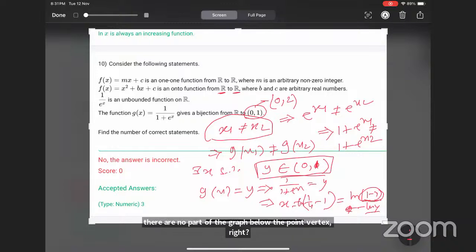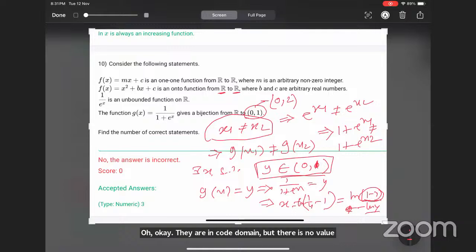They are in the codomain, but there is no value for them. That's what you're trying to explain, right? They are in the codomain, but they're not in the range, actually. Okay, now I got it. Clear now. You can move on. So the 10th question is clear to all of you. Then we can move to the 7th one.